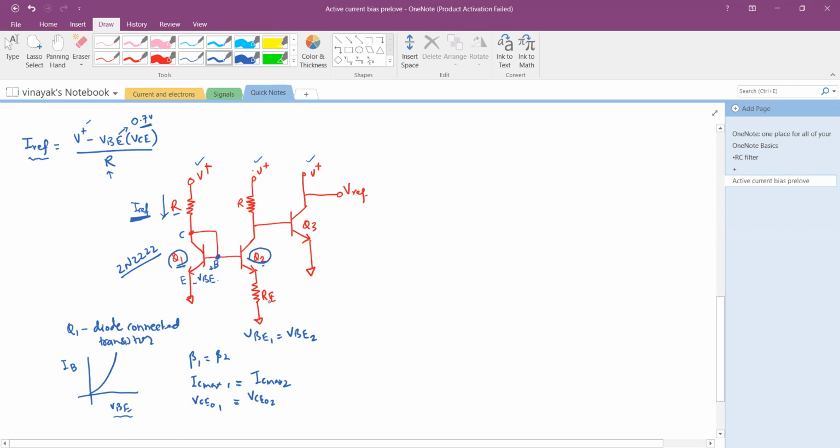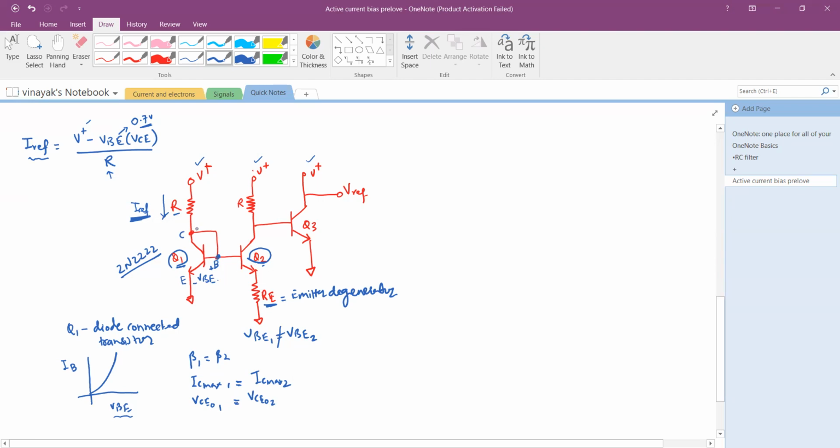But wait, we have the addition of the resistor here. So VBE1 is not equal to VBE2. If there is no RE, then it is the case. But RE is called the emitter degeneration resistor. It is basically helping us to offset the current gain error due to the finite base current values of transistors Q1 and Q2.